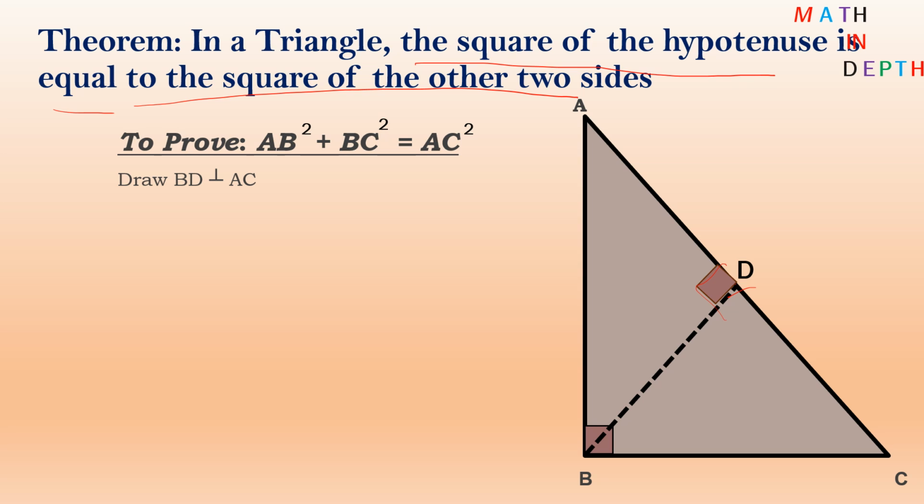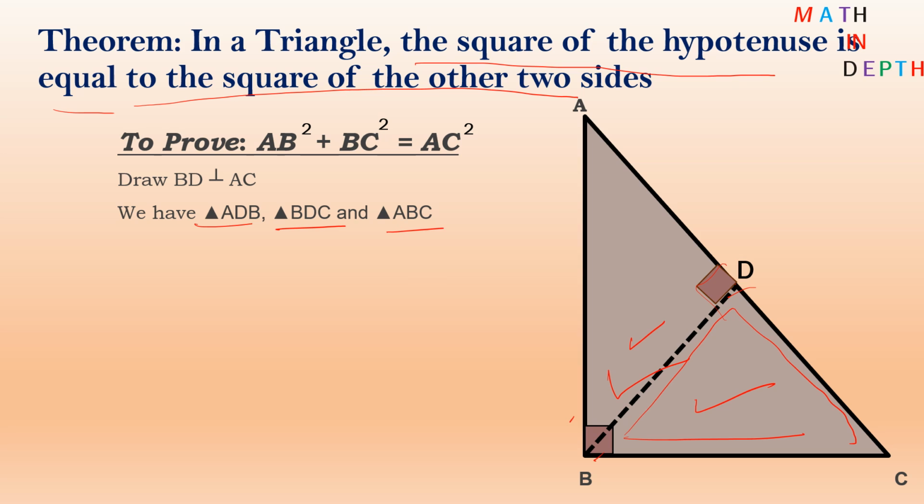One triangle is ADB. Okay. The second triangle is BDC. Okay. And the third triangle is ABC, that original one. Okay, now can we write here: we have triangles ADB, BDC and ABC. We'll write like this. Okay, now among these three triangles, first we'll take two triangles.